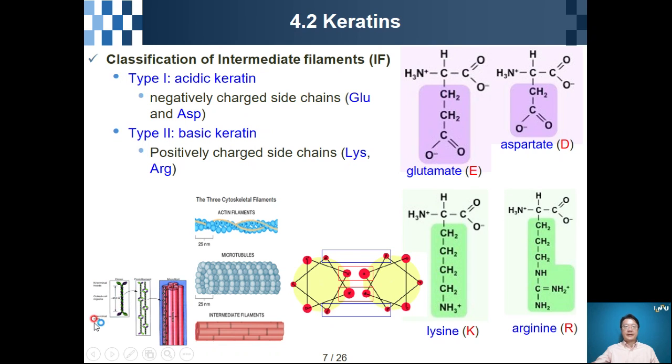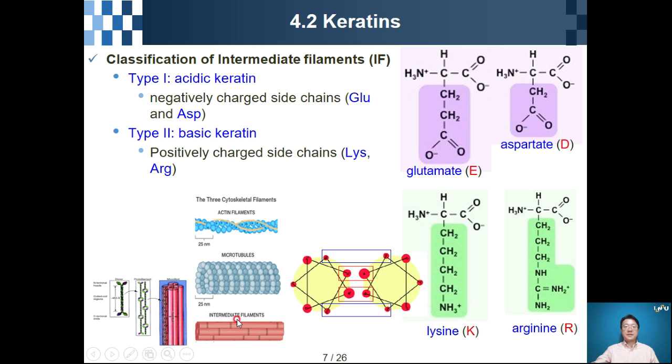So in the previous slide we learned that two alpha helix form coiled coil structure, so we call it a dimer, and two dimers associate to form protofilament, and two protofilaments make the protofibril. After that, four protofibrils make microfibrils. So microfibril is the main component of the intermediate filament. In the cytoskeleton there are three types of filament. One is actin filament, and the other one is the microfilament. But microfibril is the main component of the intermediate filament.